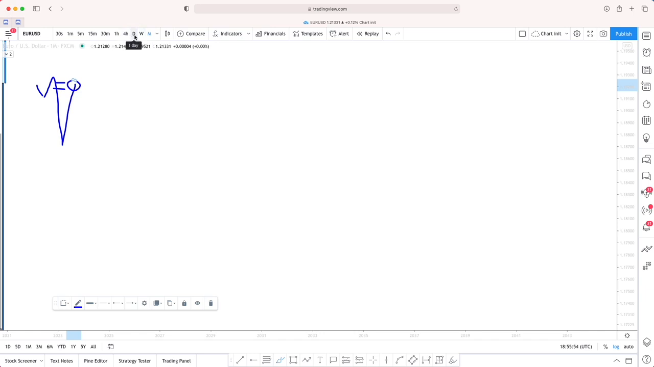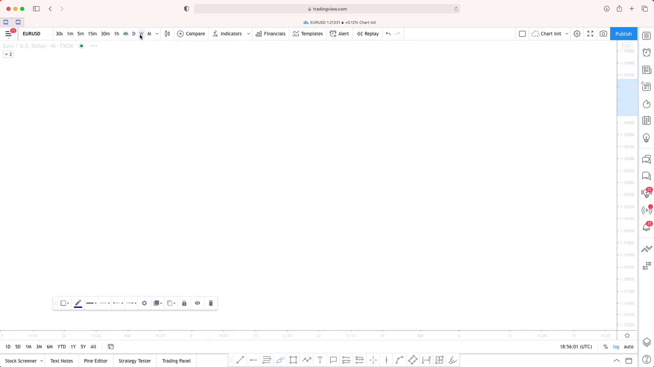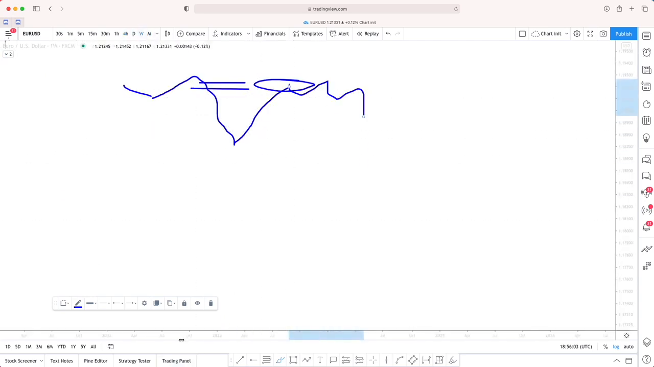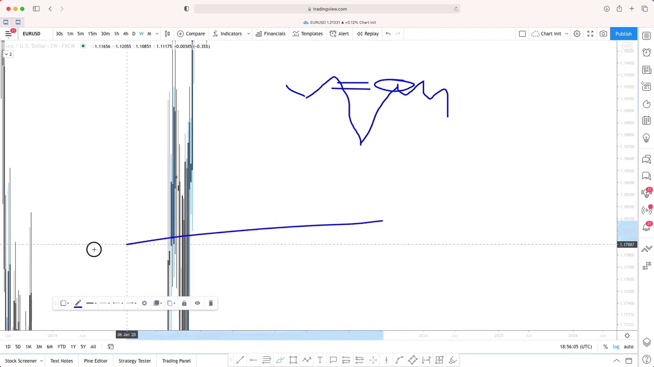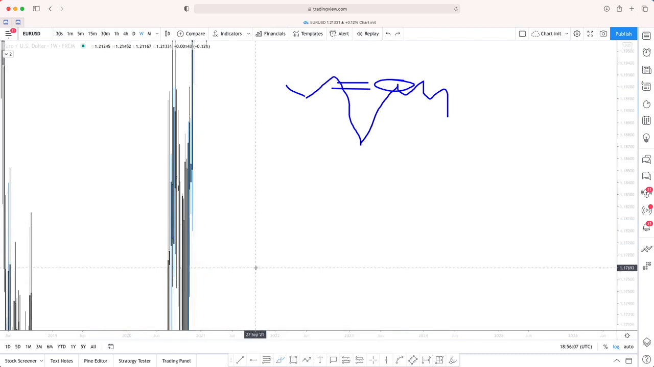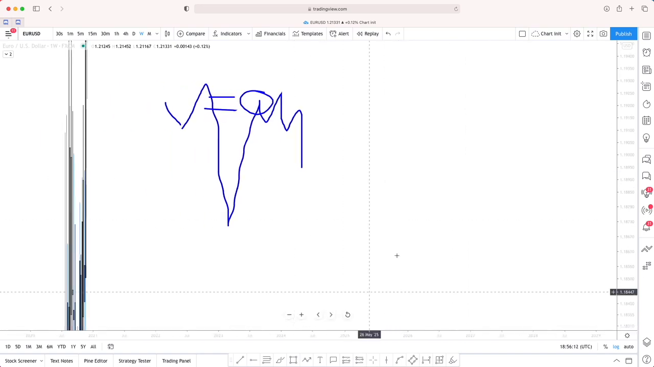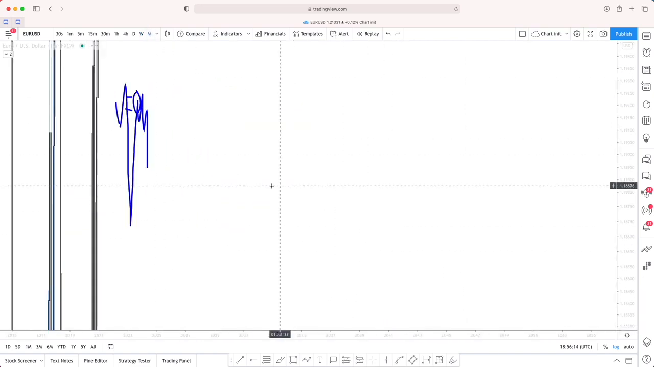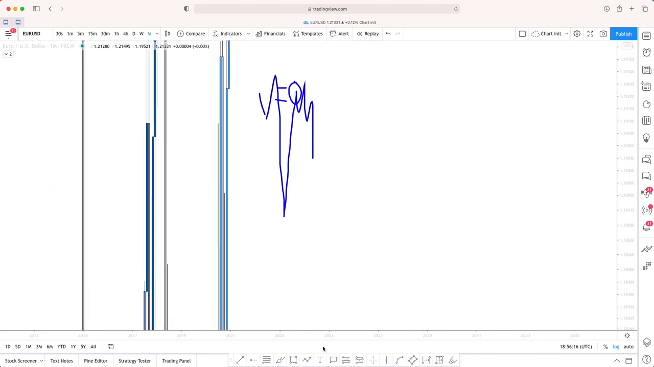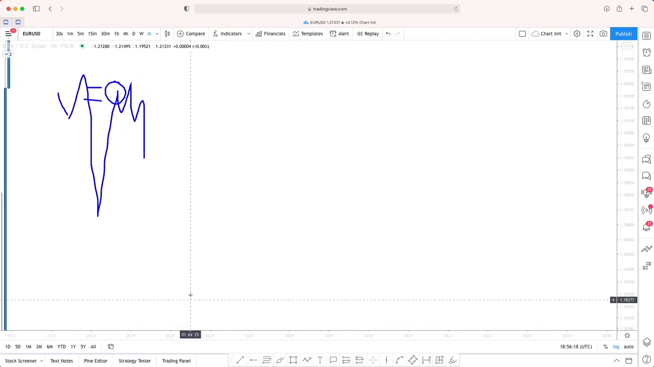You can either use the daily for your confirmation entry, or you can use the 4-hour. Oh, sorry, I did not mean to do that. Apologies. Let me go back to where I was. Actually, I was in the monthly, wasn't I? There you go. I won't switch time frames anymore because I don't need to.